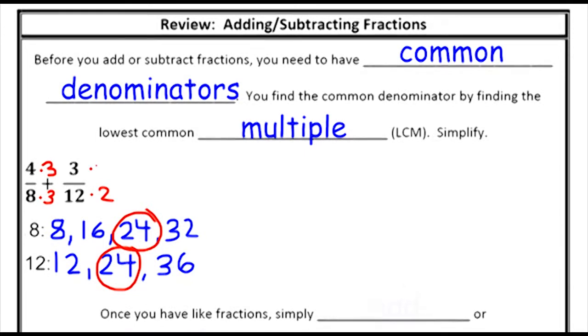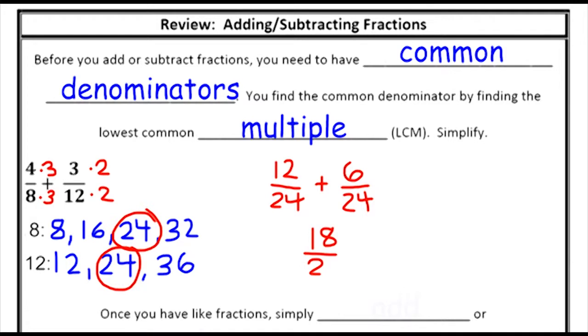Now I need to rewrite the fractions. 4 times 3 is 12. 8 times 3 is 24. 3 times 2 is 6. 12 times 2 is 24. Now I have common denominators. 12 plus 6 is 18. The denominator stays the same.